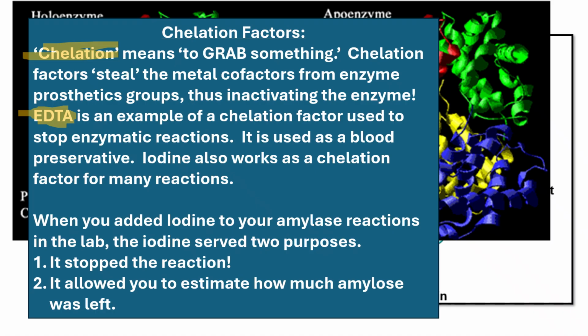So when you stopped one of the tubes after 1 minute and you put the iodine in, it turned dark brown because most of the amylose was still there. Then you had the next tube that you stopped after 2 minutes. It was a lighter shade of brown because during the extra minute, the enzyme had time to digest or to hydrolyze more of the amylose.